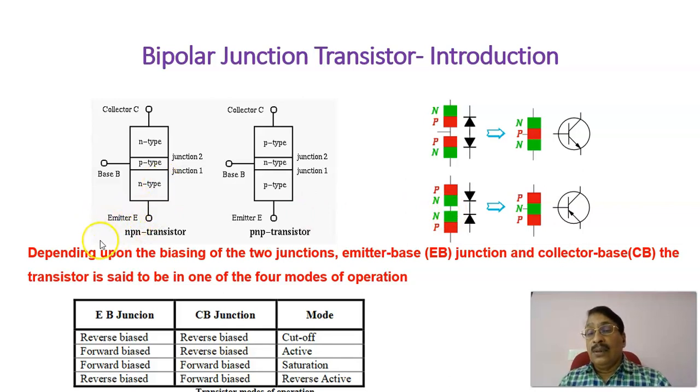Depending upon the biasing of these two junctions, as I told you, there are two junctions: one we call the emitter base junction, another is called the collector base junction. Based on its biasing, they can operate in different regions. If both junctions, the emitter junction and the collector junction, are reverse biased, the transistor will be working in the cutoff region. It is like an open switch.